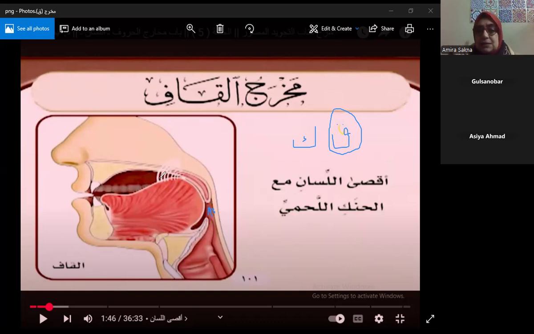Letter qaf: tight, voiced, and half qalqala when it has a sukoon, and of course, a full mouth letter.